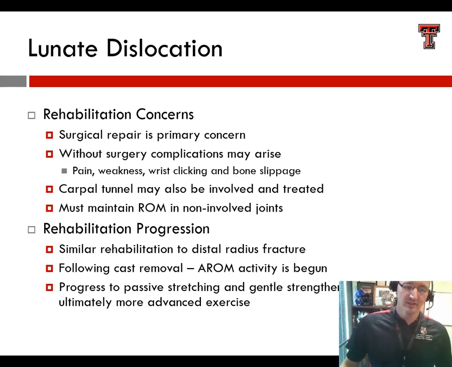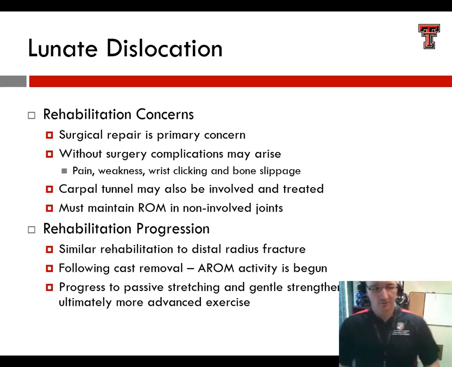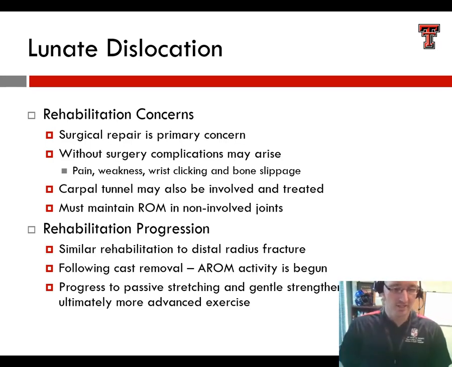Without surgery, they may end up with pain, weakness, clicking, periodic dislocation that just occurs, it's never going to be a good time. The carpal tunnel may also be involved, and we may have to treat it. Weakness associated with grip strength that compromises performance may be an issue. We have to maintain range of motion in joints away from the lunate, so wrist and elbow, fingers, all those concerned, we would want to maintain range of motion.